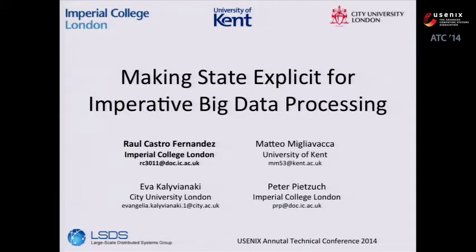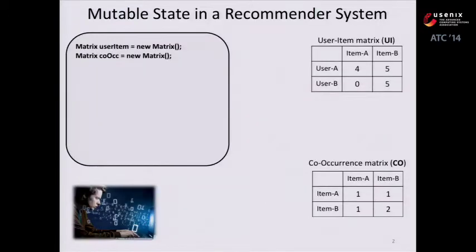And that means that when you program these systems, you really need to learn new ways of writing these distributed flows. So in this work, we make state explicit in the data flow programs so that you can have mutable state in your programs, which means that you can write simple imperative-style Java code that will run at scale. Let me go over an example of a recommender system, which is an algorithm that requires this concept of mutable state.